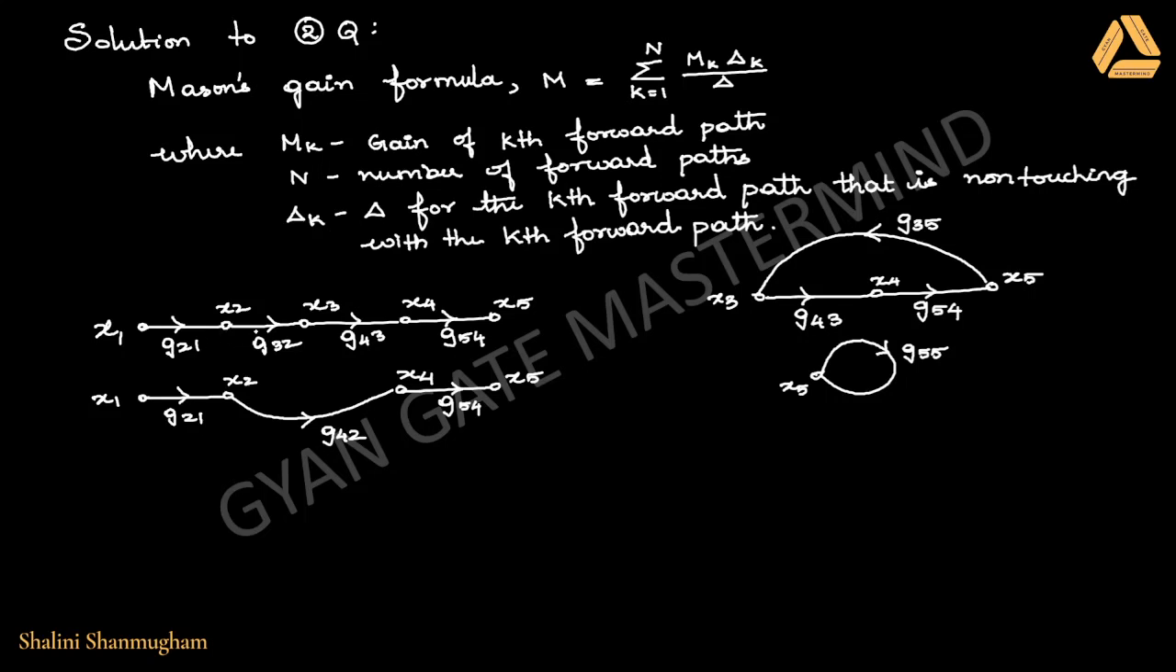So from the previous diagram, we have written the two forward paths. The two forward paths are redrawn here. So this is first forward path and this is second forward path. The first forward path travels like this, x1, x2, x3, x4, x5, and second forward path travels from x1, x2 and x4 and x5. And similarly, there are two loops, L1 and L2. So L2 is self loop and L1 is x3, x4, x5 and back to x3.